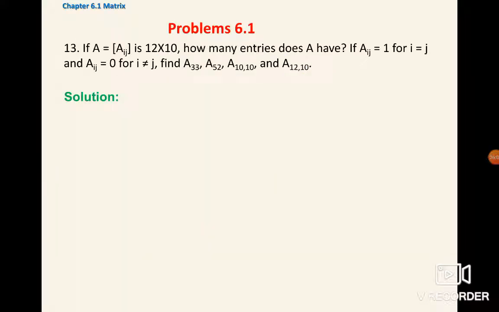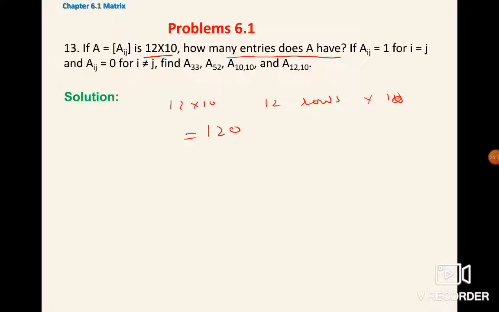The next: you are given a matrix A is Ij. The size is 12 by 10. How many entries does A have? You know, the size is 12 by 10. It says that there are 12 rows, isn't it? In each row there are 10 elements. So we know that there are 12 rows and 10 columns. So the total number of elements will be 12 into 10, 120, because in every row there are 10 elements.